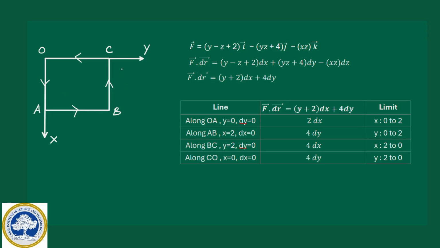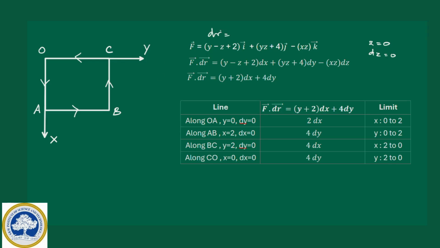This is the square portion lying on the xy plane, right? Since we are considering the xy plane, z is equal to 0. So let us consider z equal to 0. When z equal to 0, dz is equal to 0, right? Why are we considering this? Because here we have to calculate f dot dr. The f vector is given already here. So f dot dr means what?